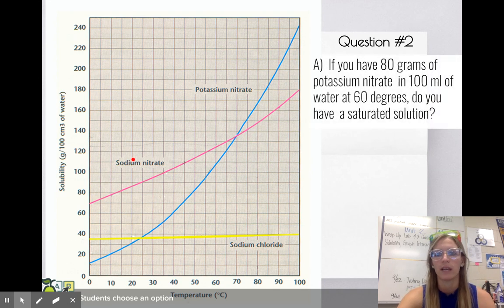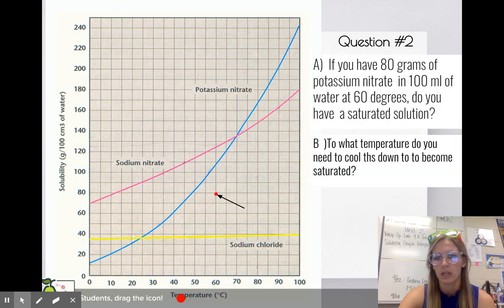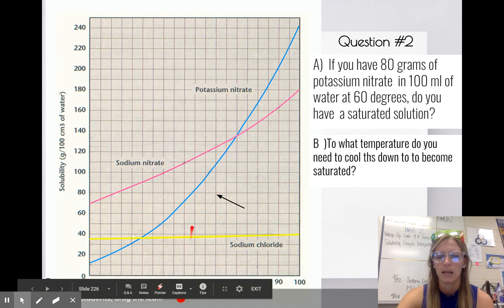Question 2. If you have 80 grams, so these are very similar. You're just reading your chart. 80 grams, find that. And potassium nitrate is our blue line, and we're at 60 degrees. So you'd find that spot, figure out if you're saturated, unsaturated, or oversaturated with excess, and then, so here's our point. We're right here. And then part B, what temperature would we need to cool it to so it would become saturated? So follow 80 over until you land right on that blue line, and that's the temperature. So follow it down and estimate that temperature.